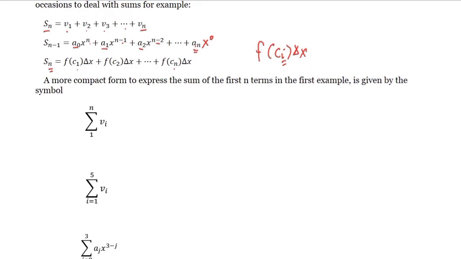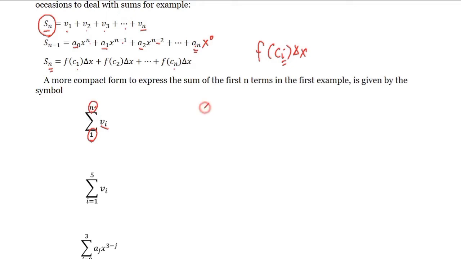So, a more compact form to express the sum of the first n terms in the first example is given by the symbol. We say that is the summation of the b sub I from 1 to n. So, yun yung pagkakasymbolize nito in a more compact na form. And this I here is referred to the running I. So, this one here refers to the starting point, and yung nasa taas nung summation symbol natin, sigma, is the terminal, or yung ending.